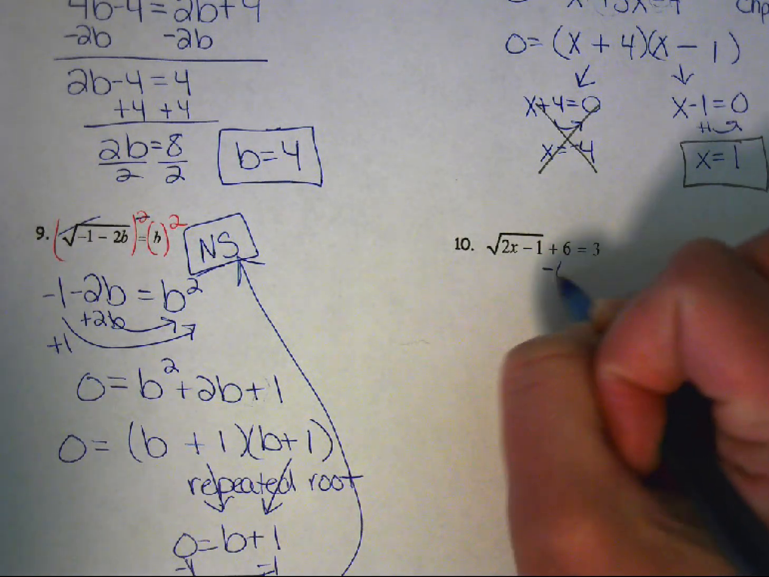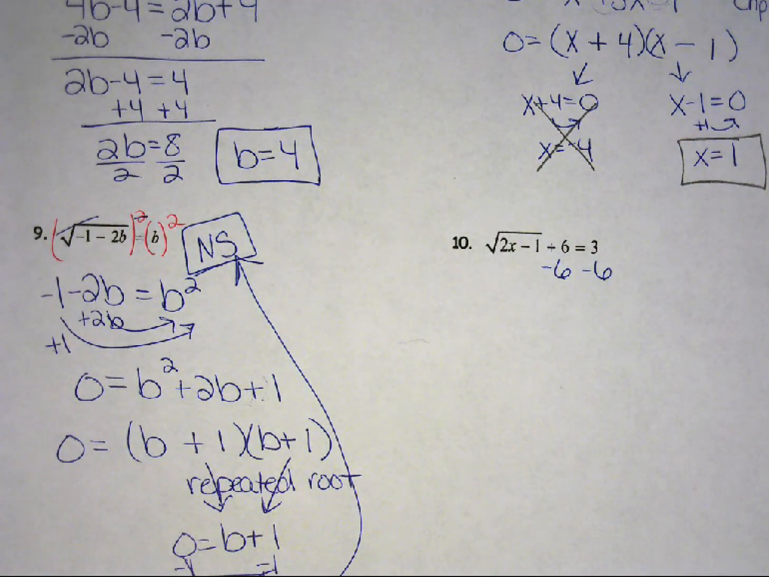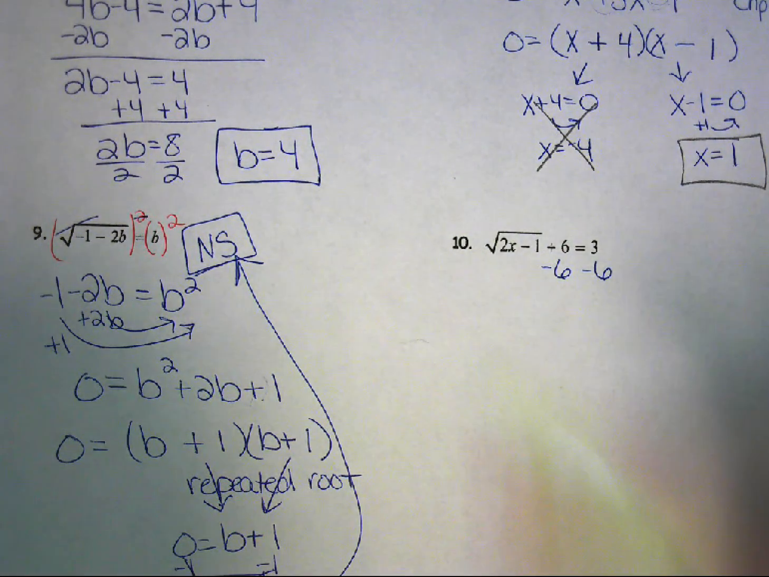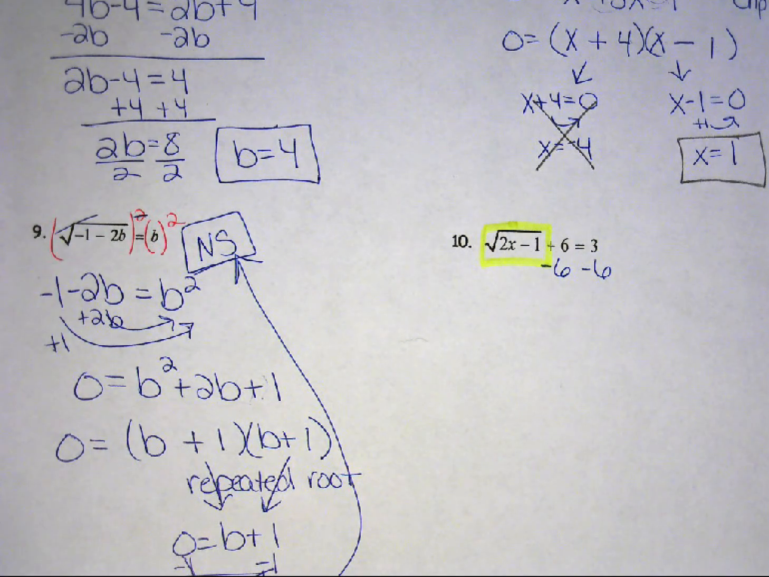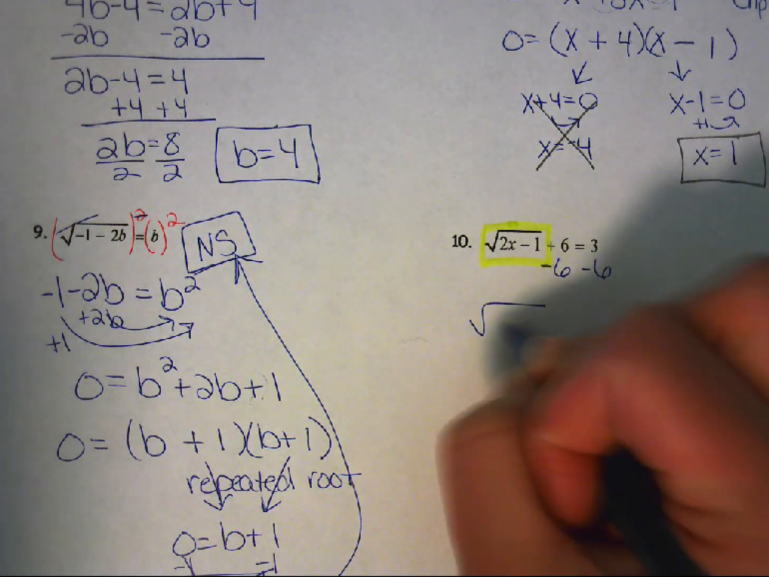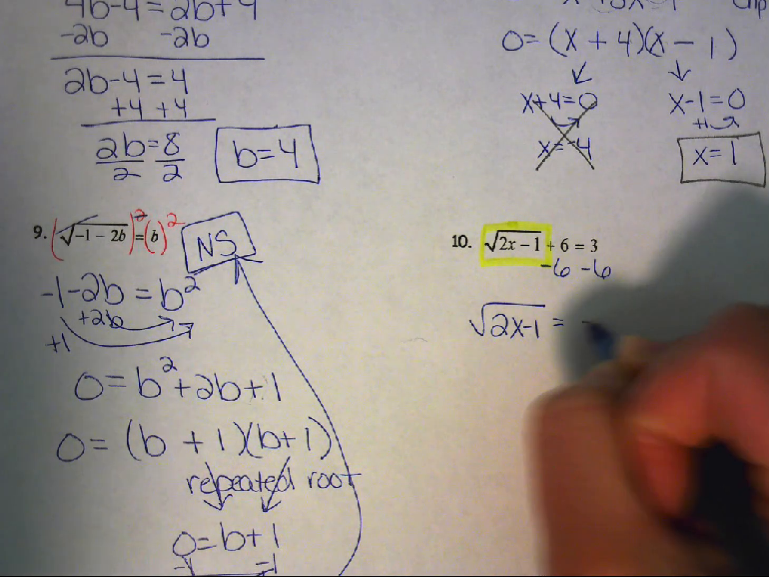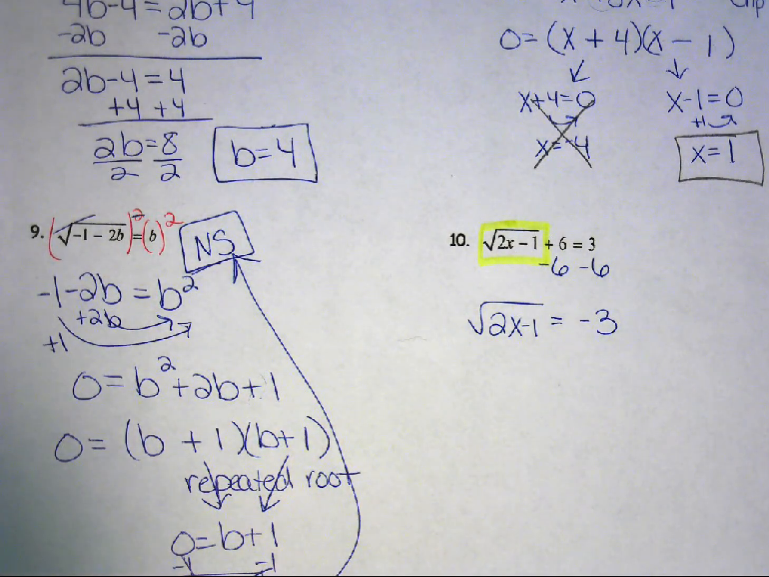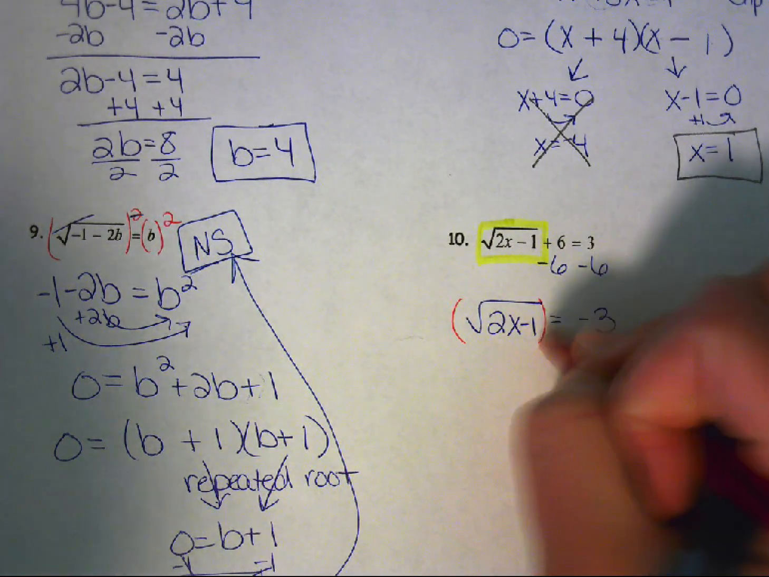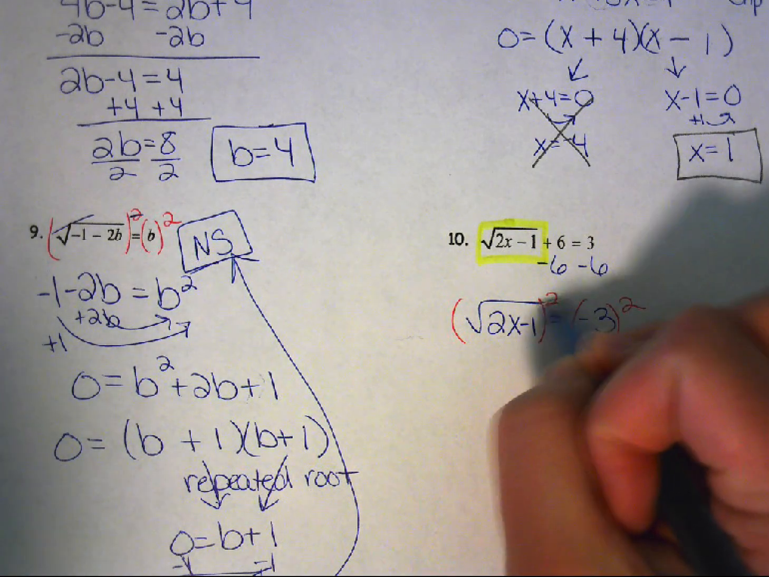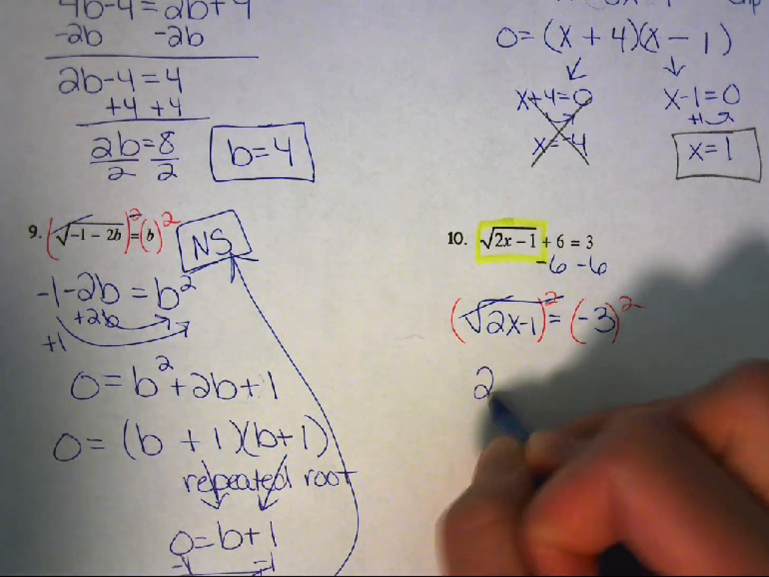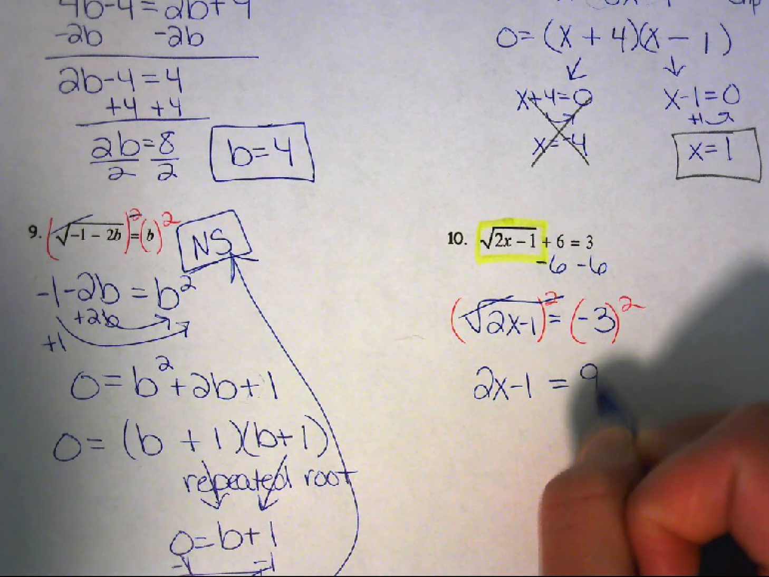So I'm going to move the 6 because remember, I can't square this until I get this alone. So I have to work on isolating that, okay? So I have the square root now is equal to a -3. Now nothing really fancy here. I've got the square root alone, so let's just go ahead and square it. So we'll square both sides. So the square cancels the square root, and so we have 2x minus 1 is equal to 9.